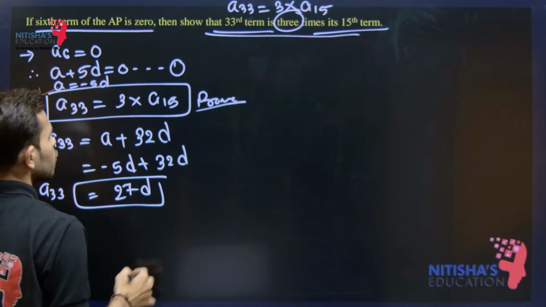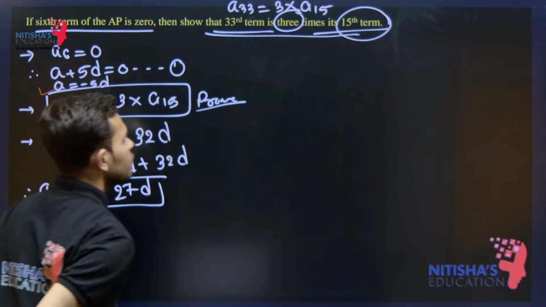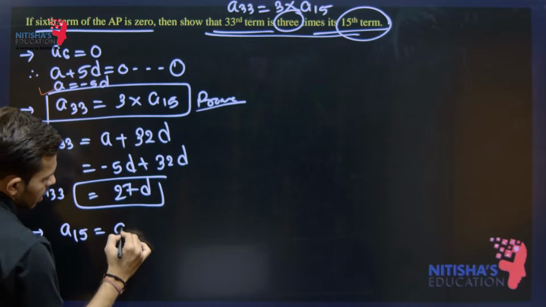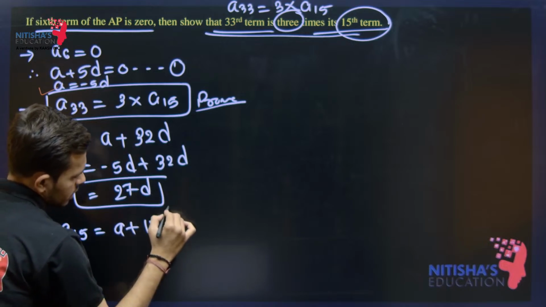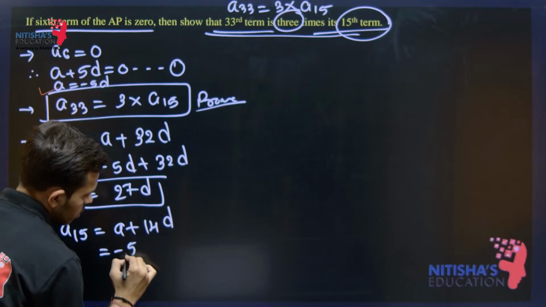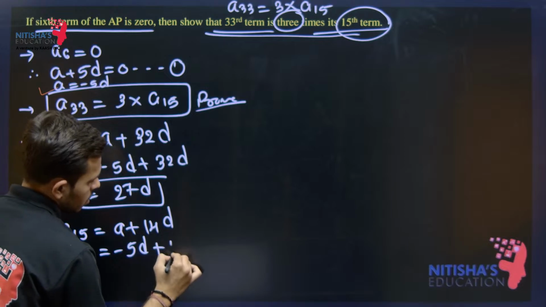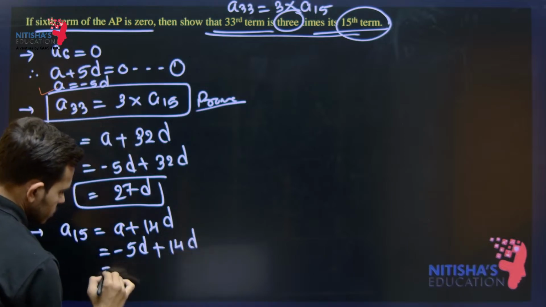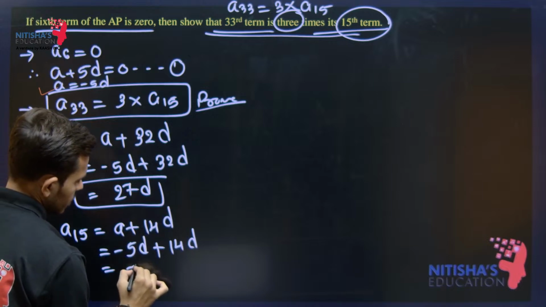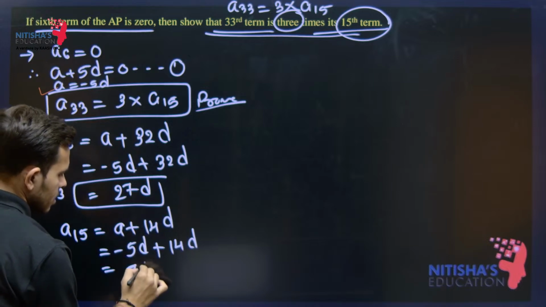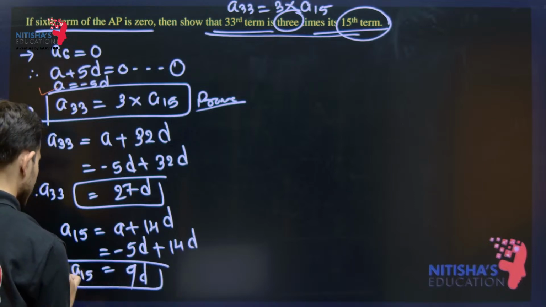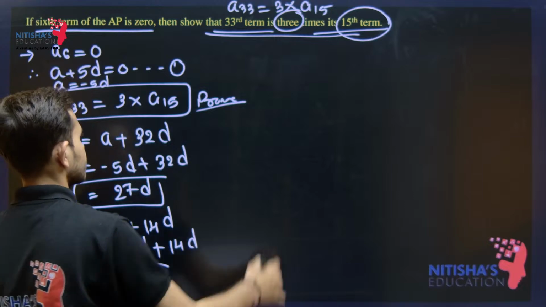Next we need to find A15. So A15 is given by A plus 14D. The value of A is minus 5D, plus 14D. Okay, next minus 5 plus 14, then it will be 9D. So the value of A15 is 9D.